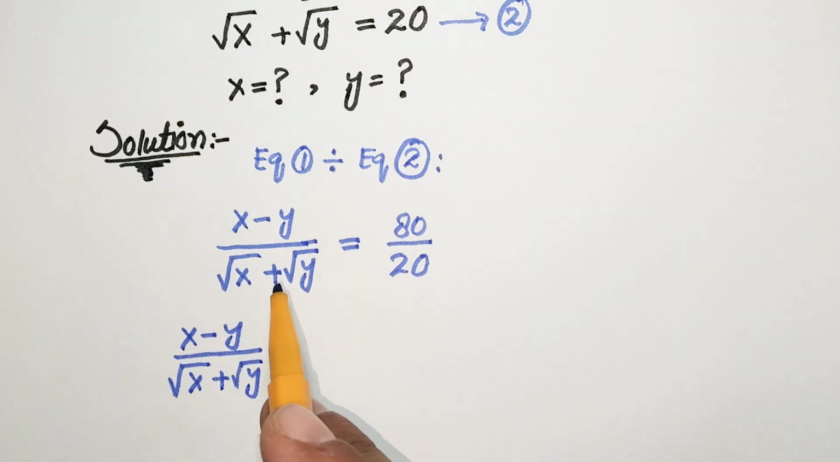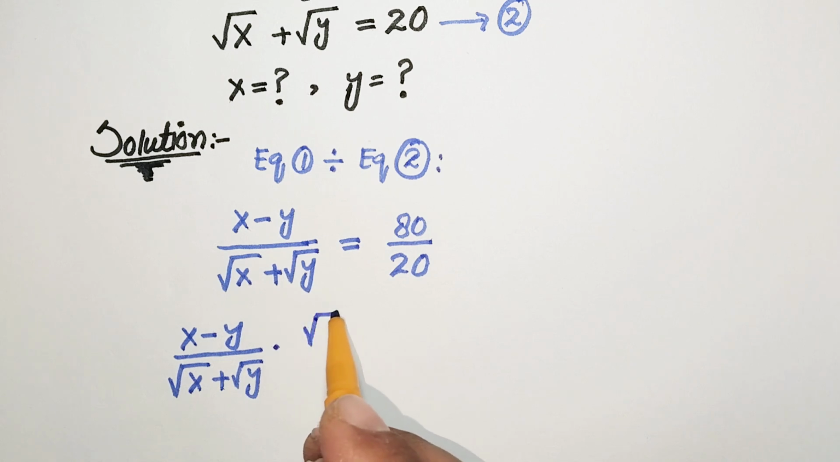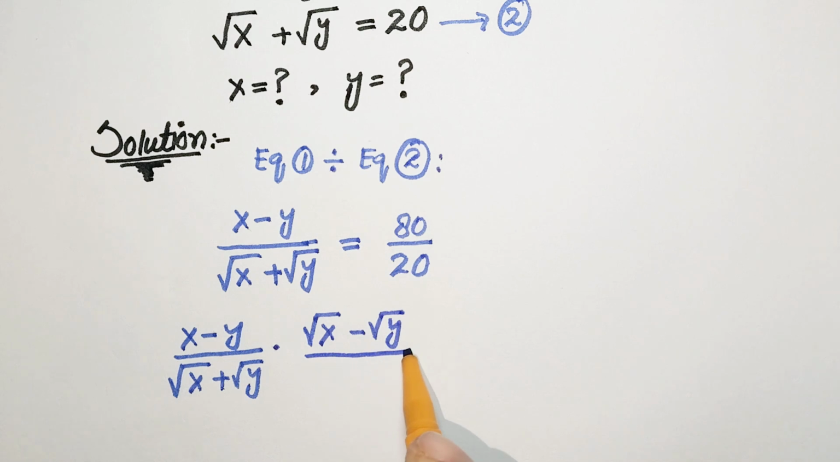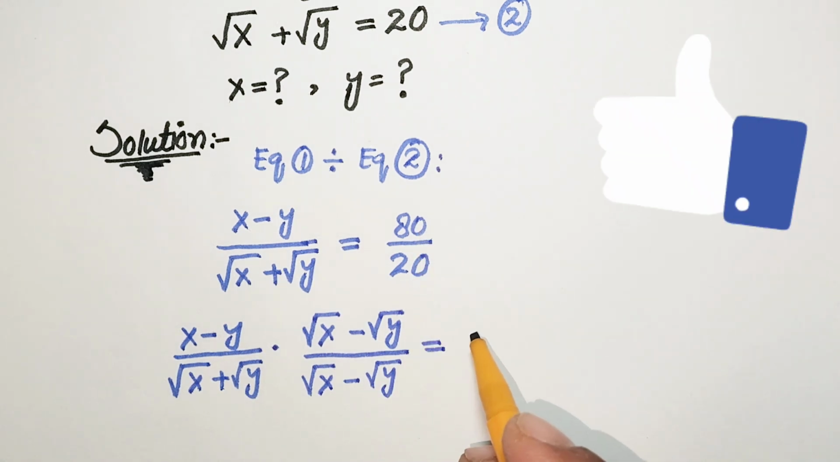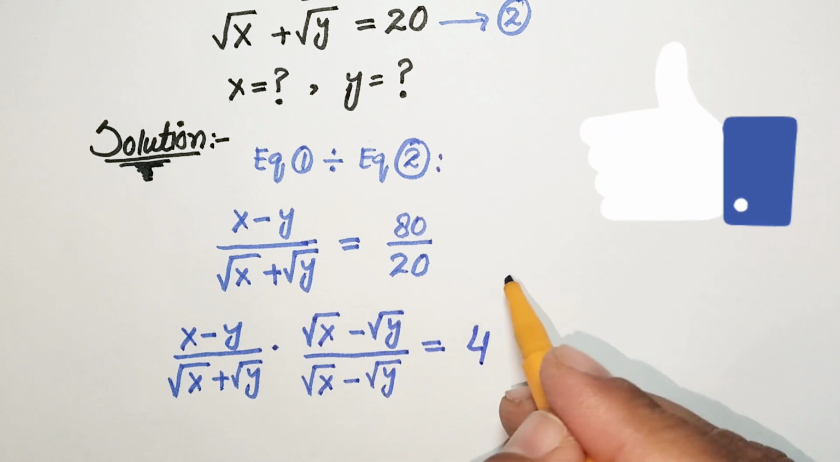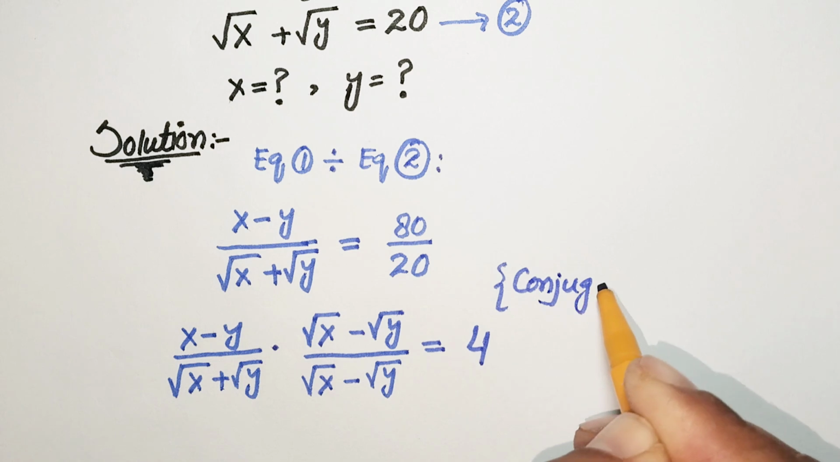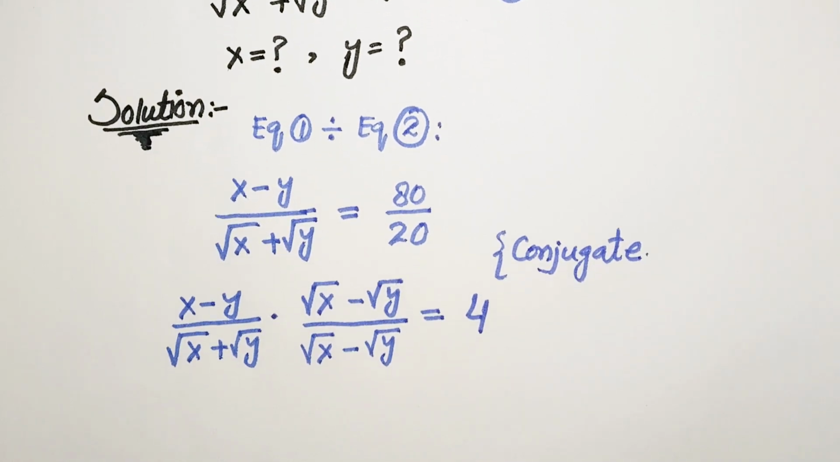Now multiplying the left hand side of this equation by its conjugate, square root of x minus square root of y over square root of x minus square root of y, which is equal to 80 divided by 20, which is equal to 4. So here we have just multiplied by the conjugate. Hence our next step is multiplying the numerator.